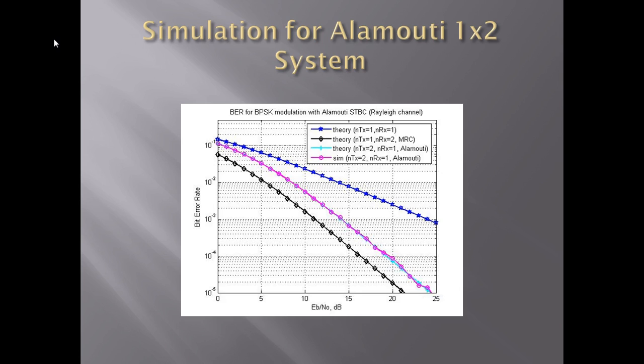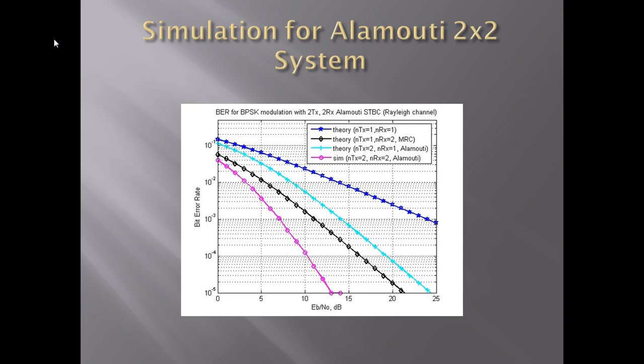In the next simulation, we compare the MRC scheme with Alamouti, one transmit 2 receiver antennas, and a SISO. We can see that the MRC scheme performs better than the Alamouti scheme, and the Alamouti scheme performs better than the SISO technique with one transmitting and one receiving antenna. The MRC scheme is actually performing 3 dB better than the Alamouti scheme.